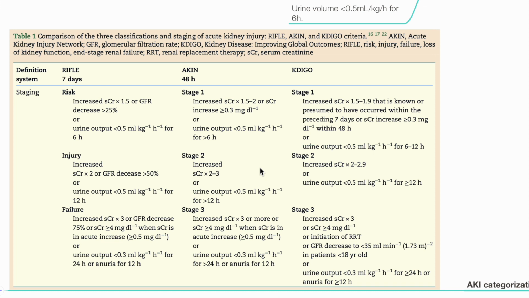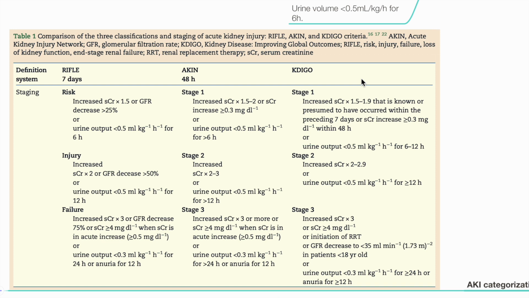For KDIGO, stage 1, there is increase in serum creatinine by 1.5 to 1.9 times that is known or presumed to have occurred within the preceding 7 days, or serum creatinine increase 0.3 or more mg per dl within 48 hours, or urine output less than 0.5 ml per kg per hour for 6 to 12 hours. In stage 2, there is serum creatinine increase by 2 to 2.9 times, or urine output less than 0.5 ml per kg per hour for 12 hours or more.